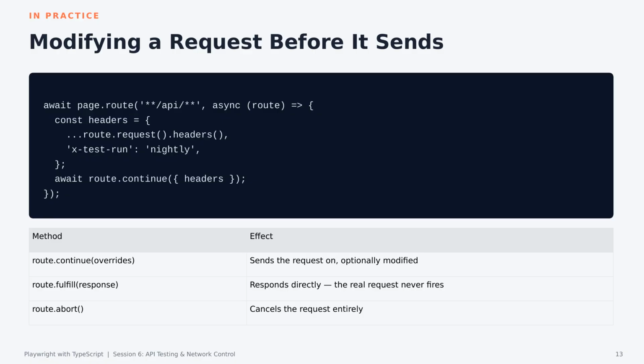Three methods worth distinguishing clearly. Route.continue sends the request onward, optionally modified along the way. Route.fulfill responds directly, the real request never actually fires at all. And route.abort cancels the request completely.